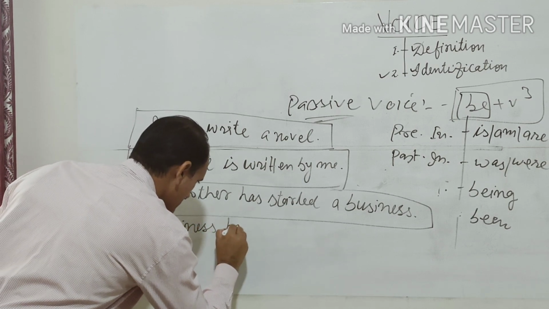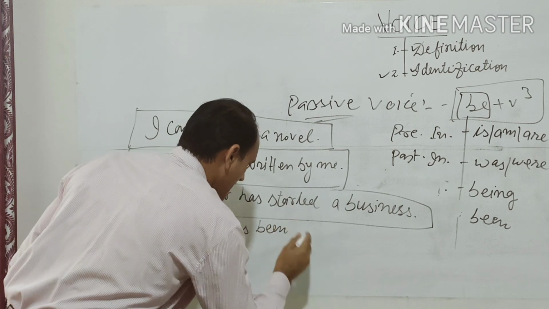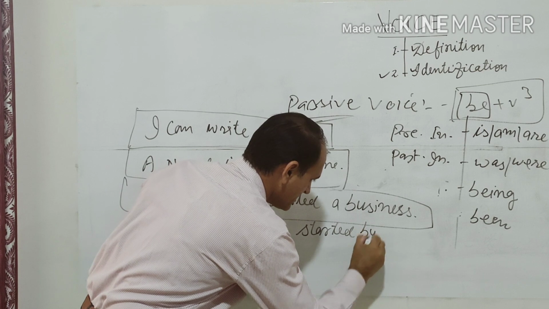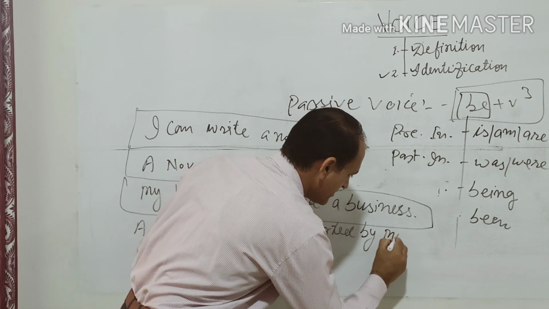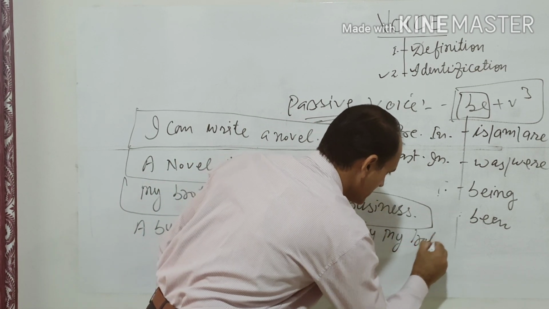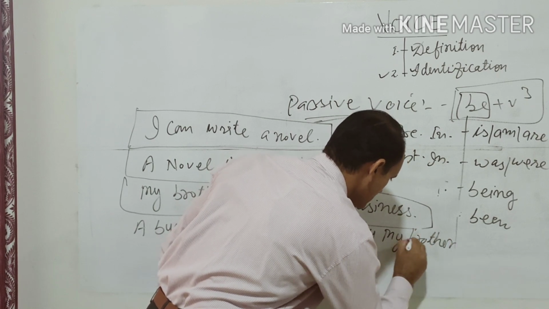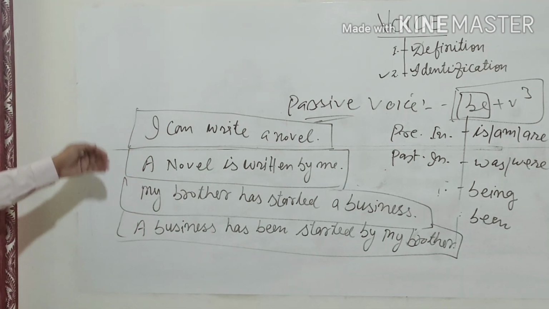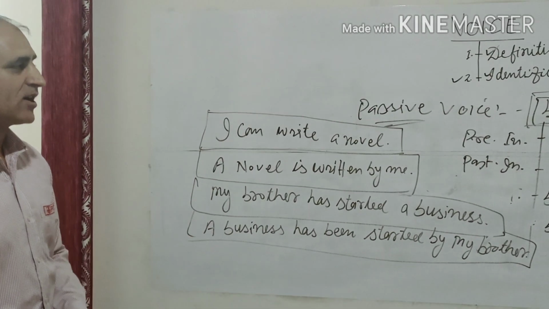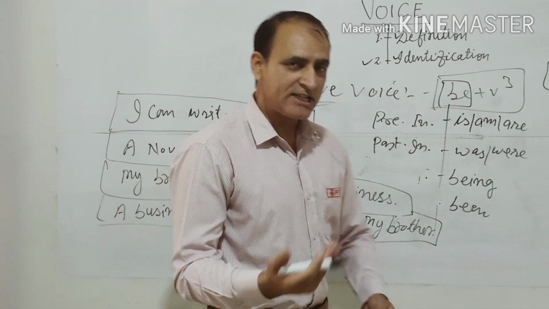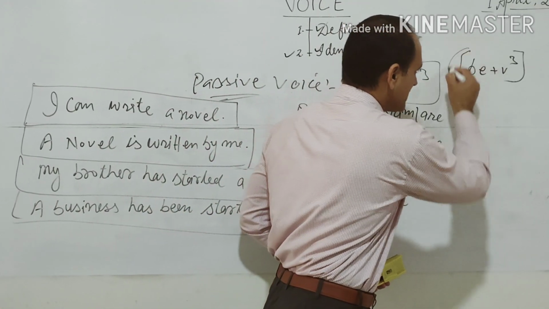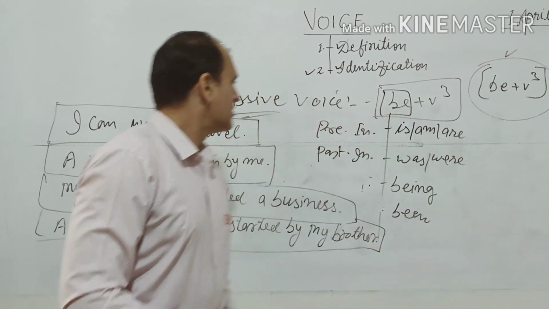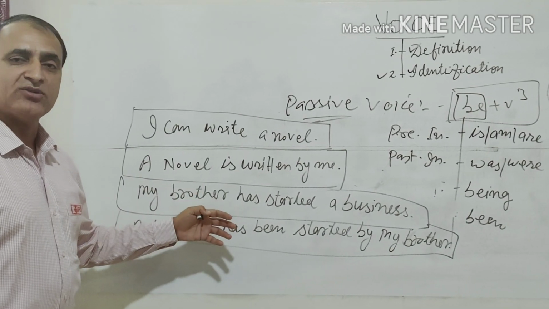A business has been started by my brother. So well children, these are the 4 sentences and we have to find out. But whenever you are asked to identify and find out, keep this formula in mind. Now we'll apply this formula on all the 4 sentences and we'll try to make the difference.